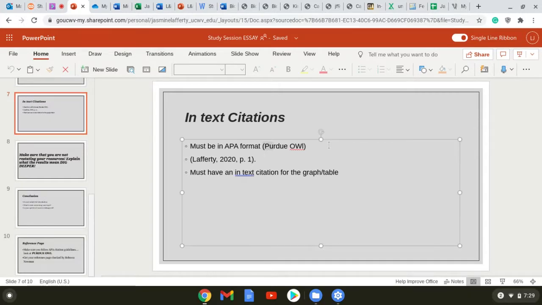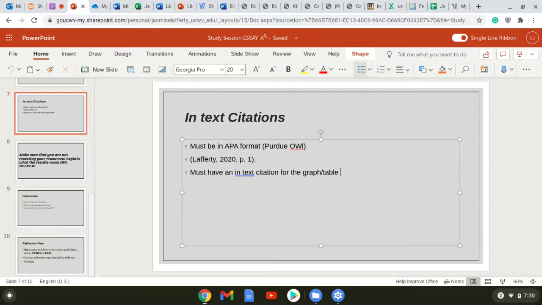All right, so in-text citations. Purdue OWL is your best friend. If you go into the internet search bar and just type in Purdue OWL, APA, a whole thing will pop up, and it is just glorious information, and it will tell you step by step how to get an in-text citation. So you must have an in-text citation after every thought or piece of information that you put into words that's not yours, and then also after your graph or table, you have to have an in-text citation.